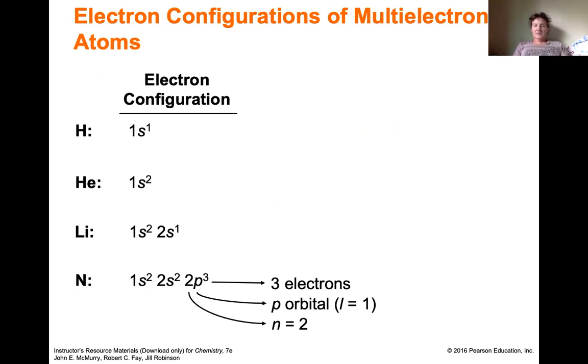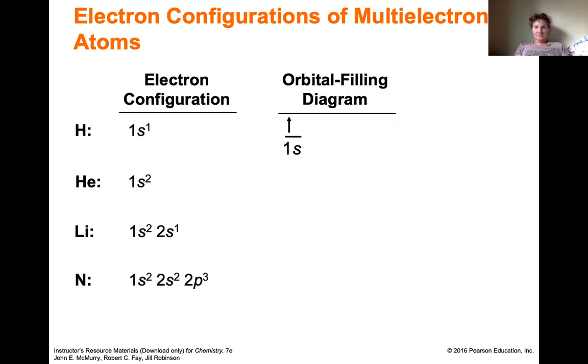Nitrogen, you're going to have a 1s2, 2s2, 2p3. So if you look at nitrogen, it has 7 electrons. So when you get to the p orbitals, which all have the same energy, you're going to put 3 electrons into those p orbitals, 1 into each.